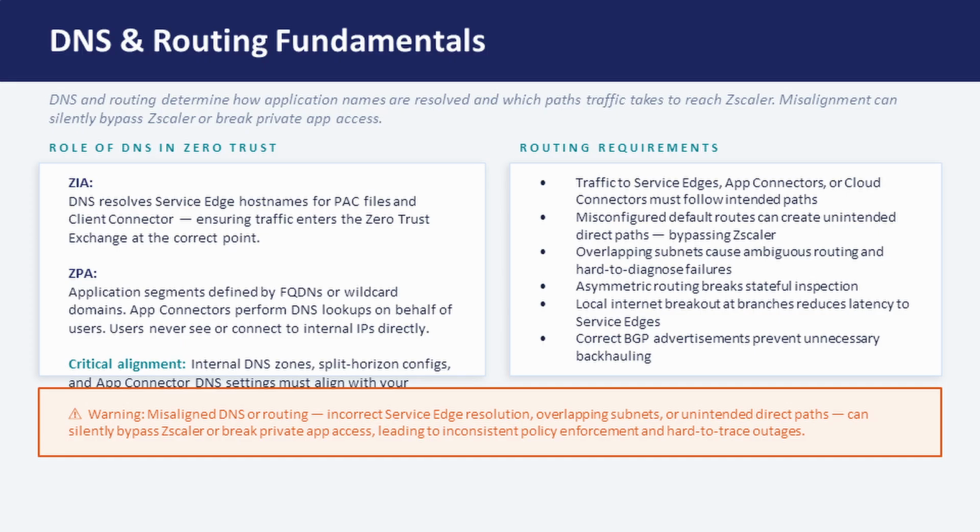Third, run a traceroute from a branch device to an internet destination. The path should show the Zscaler Service Edge in the middle. If the traceroute goes directly from the branch to the ISP without touching Zscaler, you have a routing bypass. Fix it before moving on.